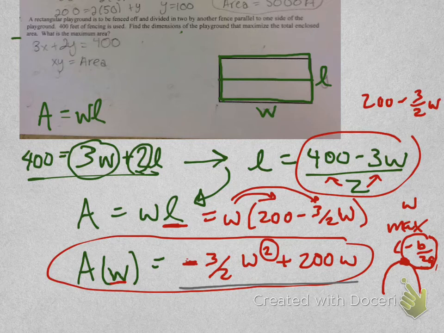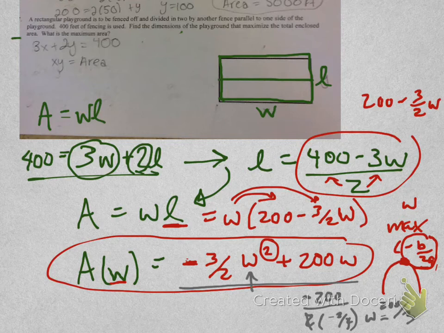So what's negative b? Negative 200 all over 2a, which is negative 3/2. The 2 and the negative 3/2 cancel. So it's going to be positive 200 over 3. That's your maximum width. Your maximum width is 200 thirds.